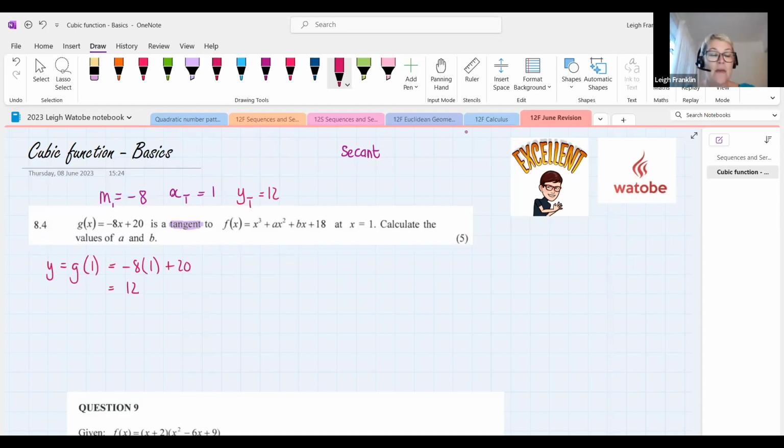All right. The other bit of information that they've given us is the equation of f of x, but a and b are missing. All right. Can anybody tell me what shape is f of x? Use the words concave up and concave down. What is the shape of f of x?